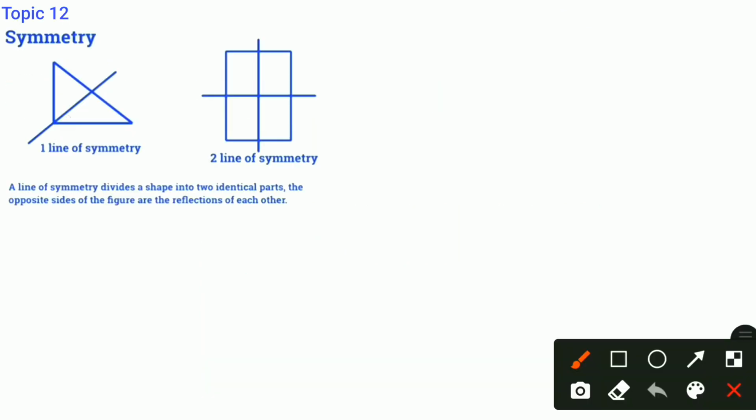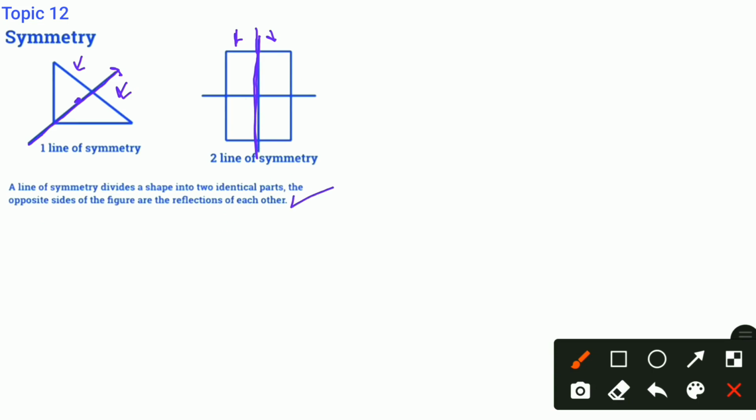Okay, it is something that passes through the center, and it tries to show you that these are two similar parts. If I make a line, then I can see that these two sides can flip onto one another and look the same. A line of symmetry divides the shape into two identical parts. The opposite sides of the figure are the reflection of each other. Yep, this is what symmetry really means.